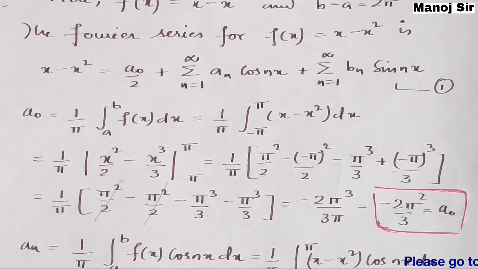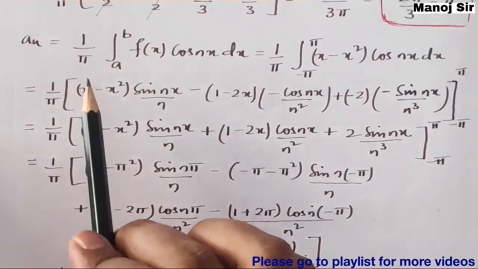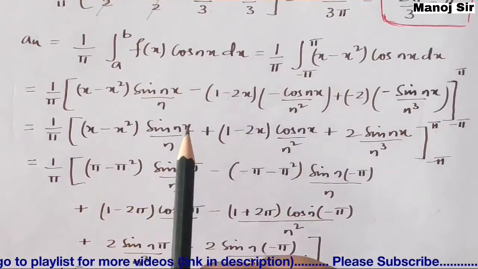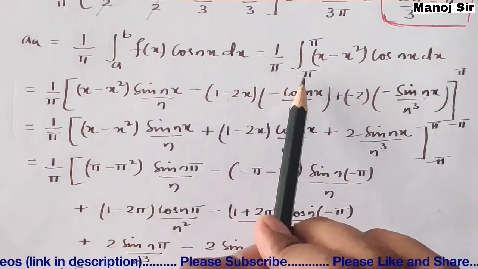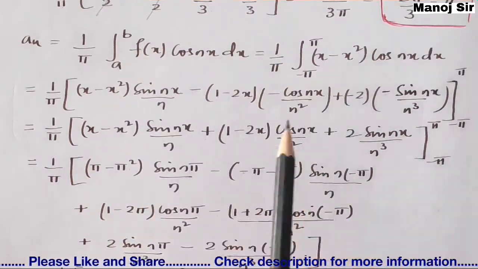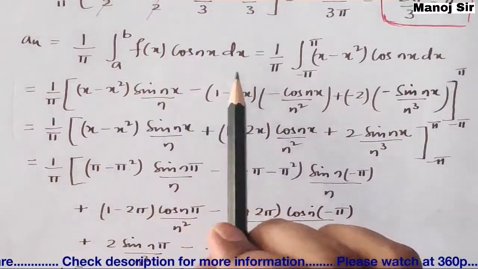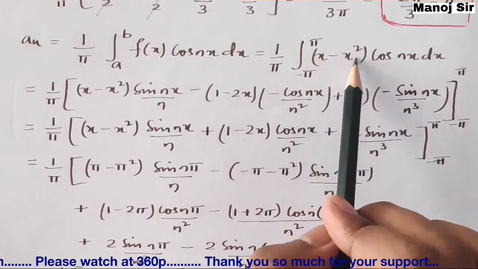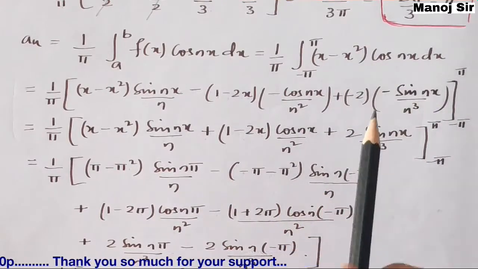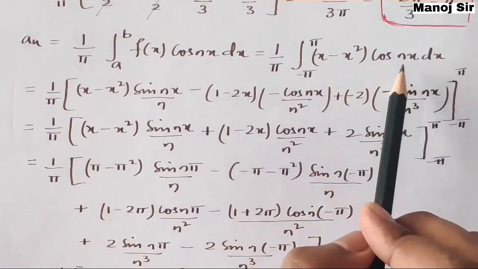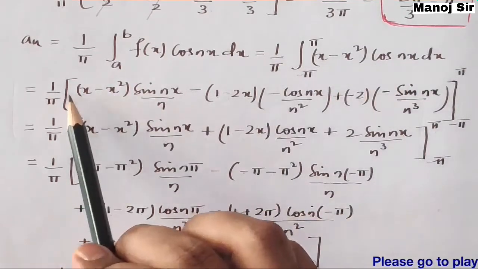Now we'll find a n. A n equals 1 upon pi integration a to b f of x into cos nx dx. Yes, a equals minus pi, b equals pi, and f of x is x minus x square. Now simply solve this. That is 1 upon pi integration minus pi to pi x minus x square into cos nx dx. Now we need to apply the chain rule here. This is my first function, this is my second function. So write 1 upon pi as it is.